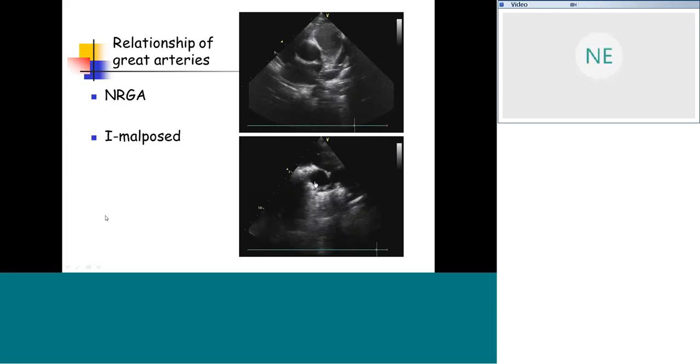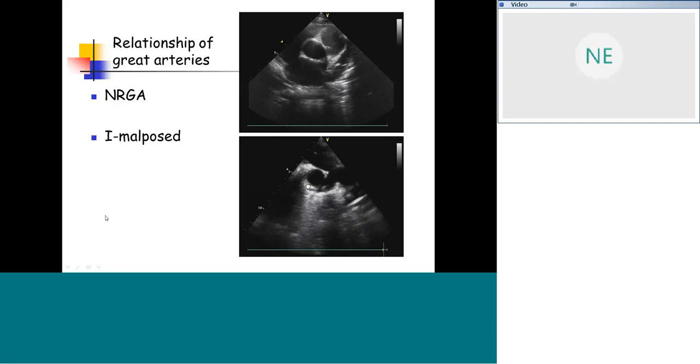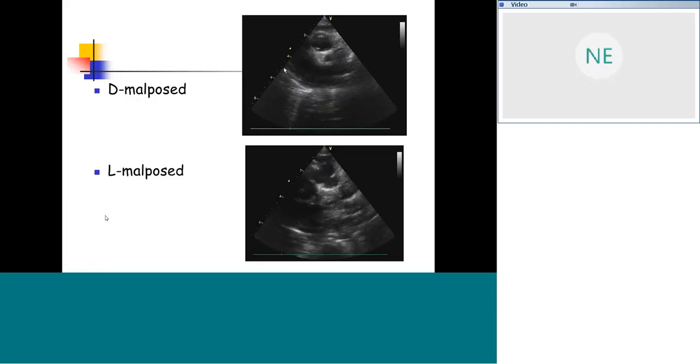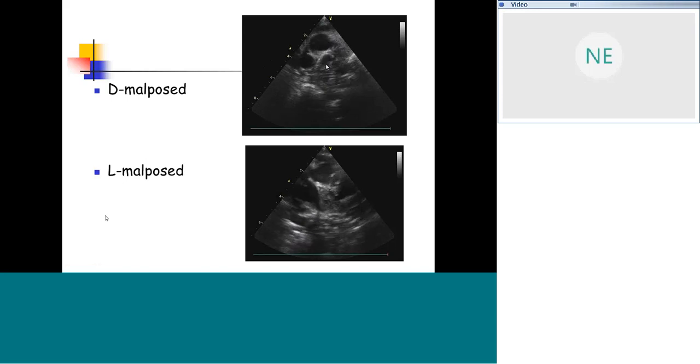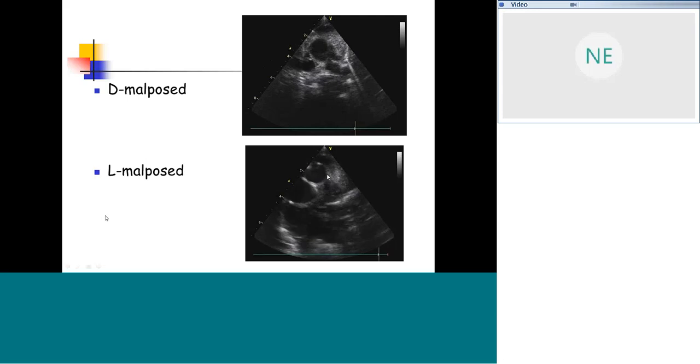I malposition is normal for the inversus heart. Aorta is posterior but to the left, PA is anterior but to the right. D malposition means the aorta is to the right and anterior and PA is left and posterior. L malposition means the aorta is left and anterior and PA is right and posterior. So you have multiple possibilities where you can have D, S, L and I, but sometimes you can have a relationship as side by side or antero-posterior.